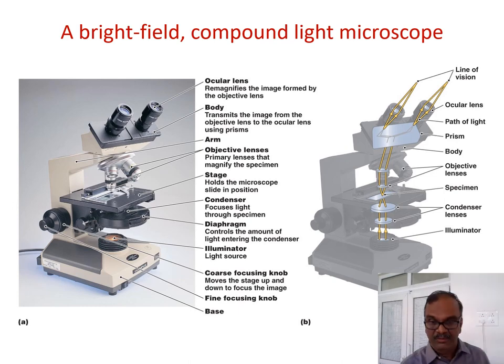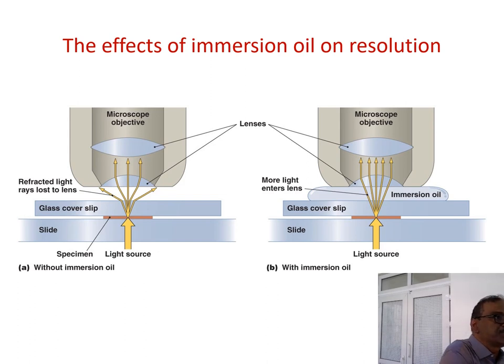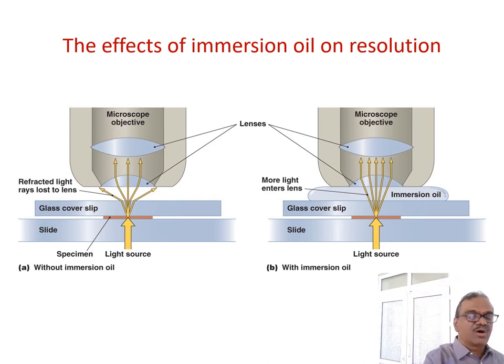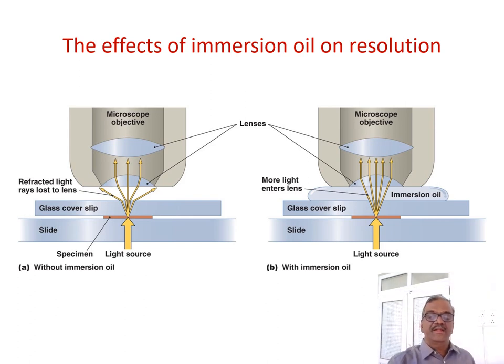Okay, so next. In the higher end resolution, the 1000x, the oil should be kept, cedarwood oil or some oil should be kept for 100x. Okay, so how? If there is no oil, the refracted light rays are lost to the lens, whereas when you keep the oil, more light enters the lens. This is the principle.